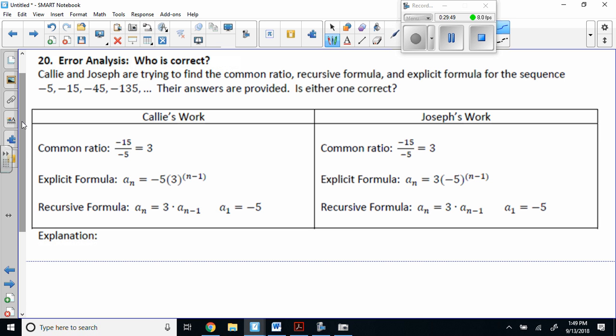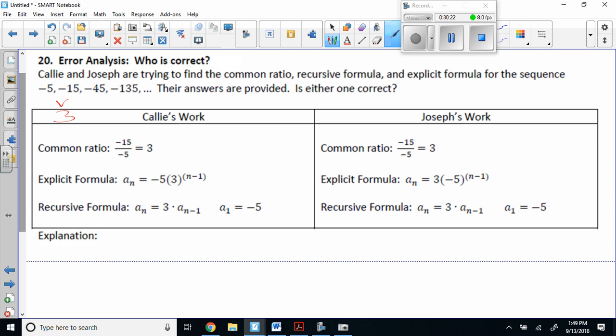Now, Callie and Joseph were trying to find the common ratio, recursive formula, and explicit formula for the sequence -5, -15, -45, -135. Ladies and gentlemen, what is the common ratio? What is it? 3. I see all negatives. Why isn't it negative 3? Ah, there you go. Good job. So that's 3. Now, look at their work.